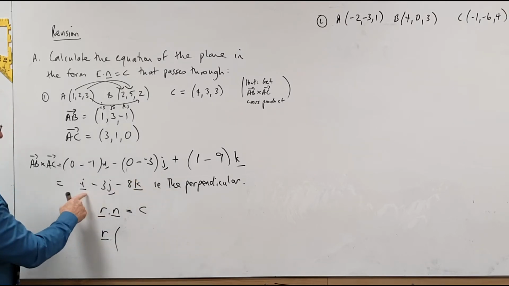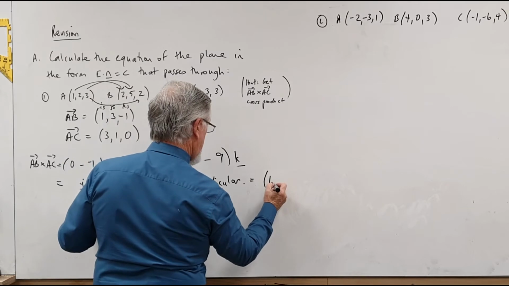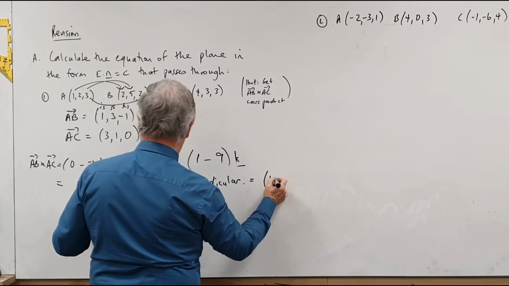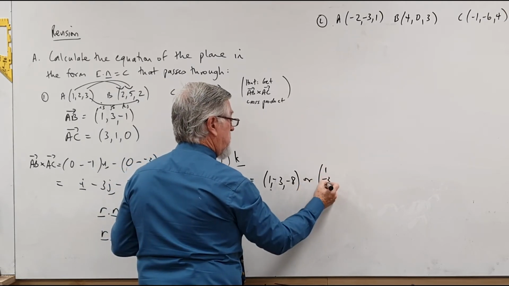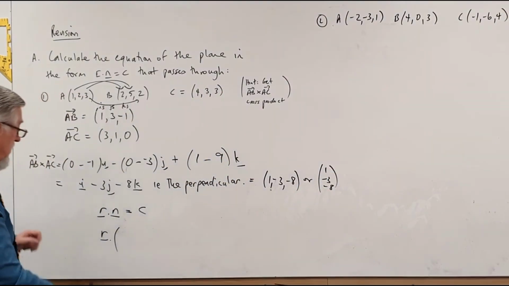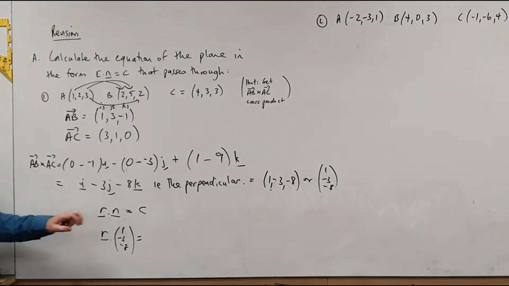And I've got, what's that? I could have written that of course as 1, -3, -8. Or I could have written it as 1 -3 -8. So I'm going to write that as 1 -3 -8, which is the usual way of writing it. What's my trouble with c?